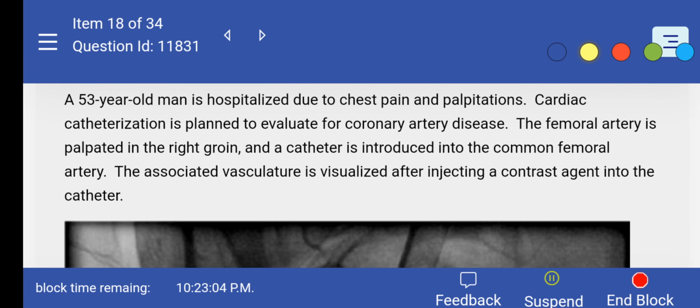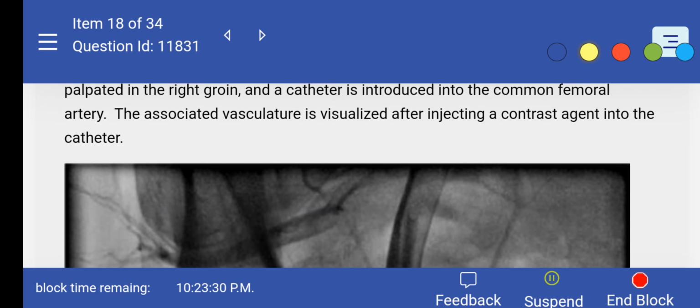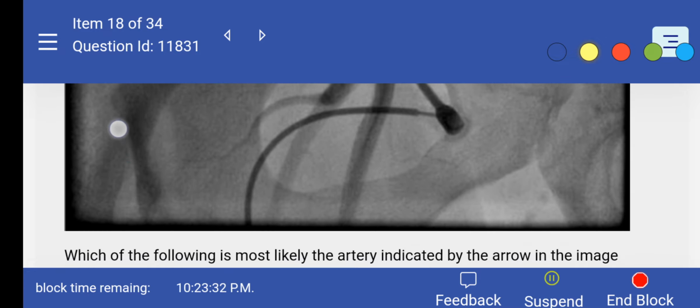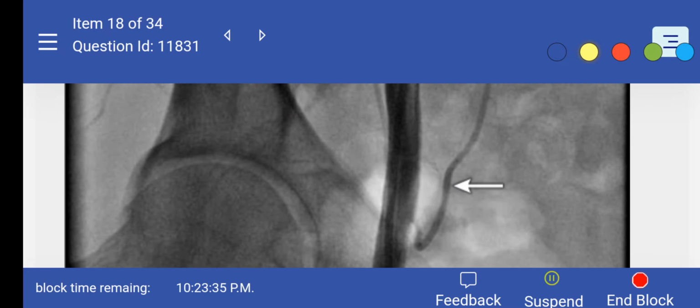We have a 53-year-old man hospitalized due to chest pain and palpitation. Cardiac catheterization is planned to evaluate for coronary artery disease. The femoral artery is palpated in the right groin, and a catheter is introduced into the common femoral artery. The associated vasculature is visualized after injecting a contrast agent into the catheter. So they're asking about this one artery. Okay.